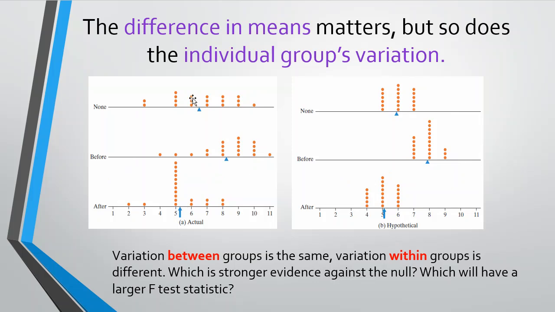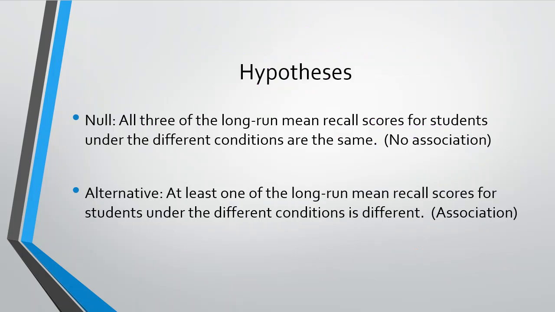So that's where we need to go to something else, and we're going to go with the F statistic. It takes the variation between groups and divides it by the variation within groups. If the within group variation is smaller, we get stronger evidence, and that means a bigger F statistic.